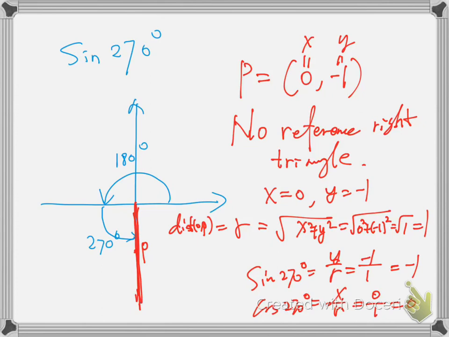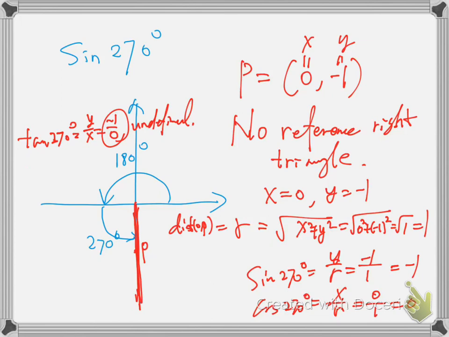Okay, it's 0. So a remark. You cannot find tangent for this angle. Why? Because tangent of 270 is y over x, so this will be negative 1 over 0, which is undefined. So for 270, you can find sine, cosine, secant, cosecant, but not tangent. Cotangent is 0 over negative 1, so it's 0. So this is the special case.